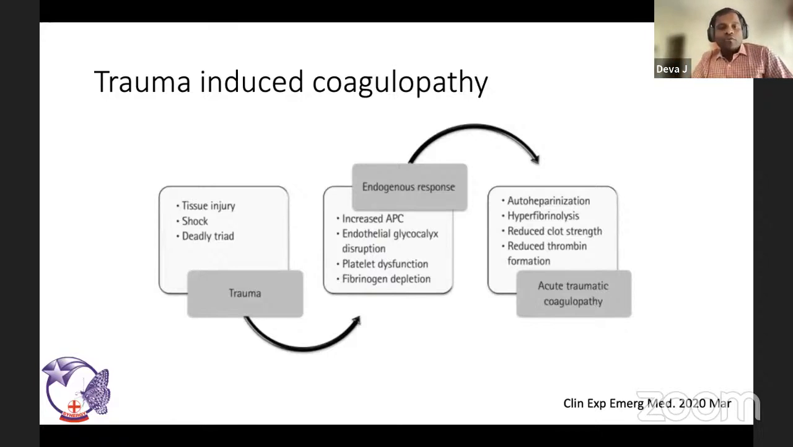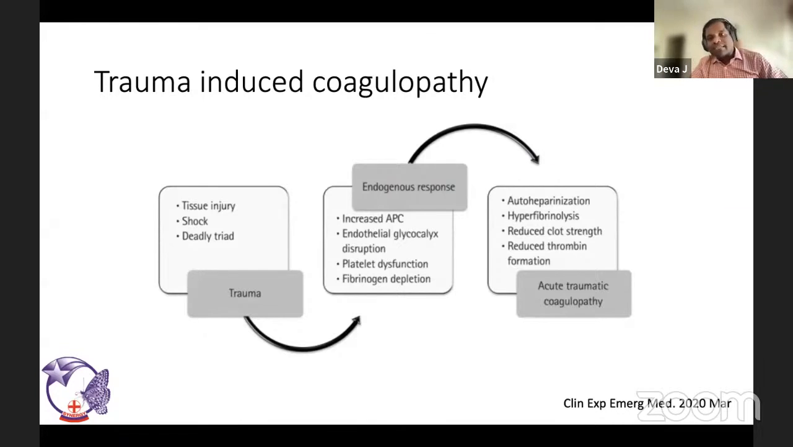Now we're moving on to trauma-induced coagulopathy. So it's an interesting concept. What really happens in trauma? Why should we be worried about giving blood early? Why do we need to order products, etc.? For that, we need to understand a little bit about trauma-induced coagulopathy. I will not go into the details of it. There are lots of papers available with beautiful pictures to make you understand what trauma-induced coagulopathy is.